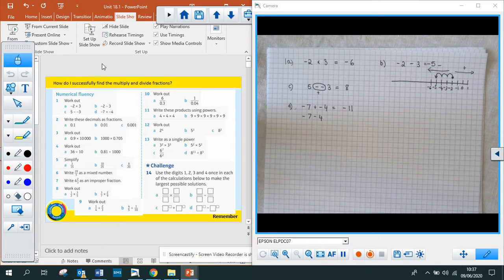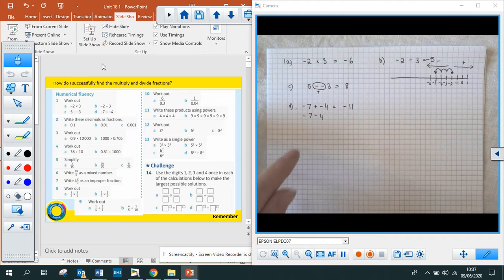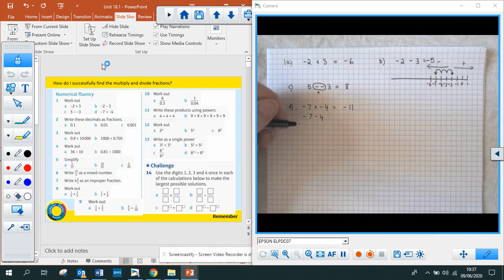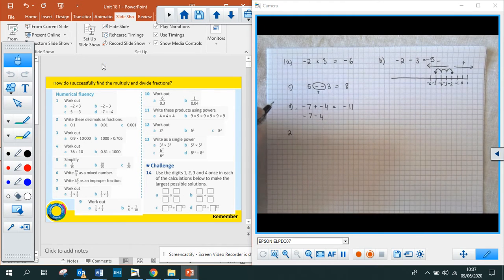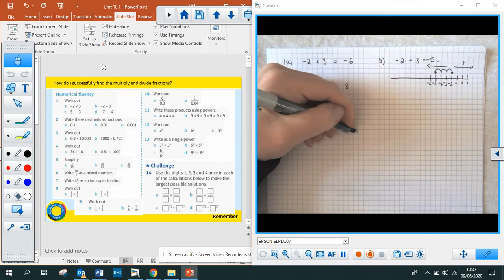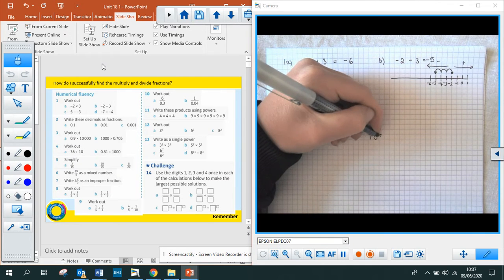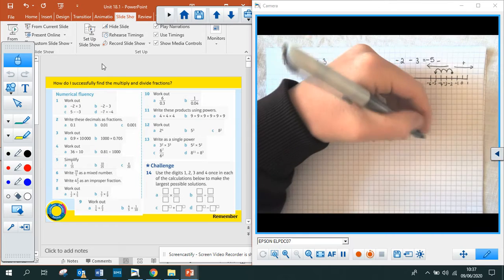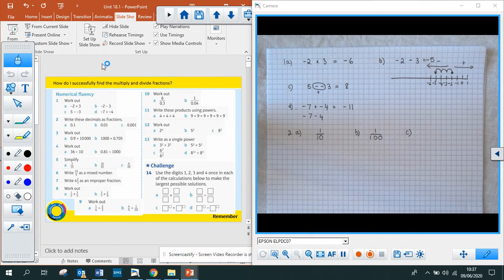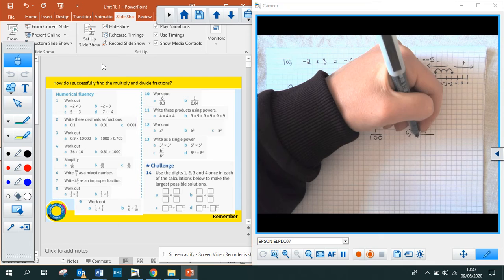Okay, so that's question 1. I would hope that everyone could have had a good go at those ones. Let's go to question 2. Question 2 asks you to write these decimals as fractions. For 2A, we've got 0.1, and 0.1 is 1/10. For part B, we have 0.01, so that's 1 over 100. And for part C, we've got 0.001, and that's 1 over 1,000.